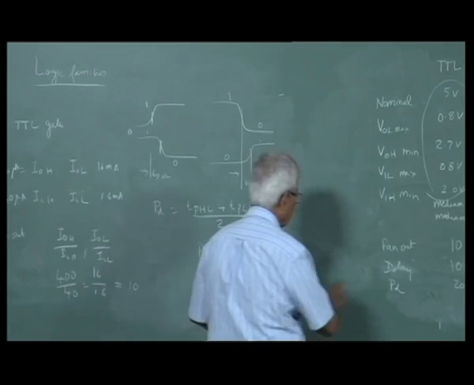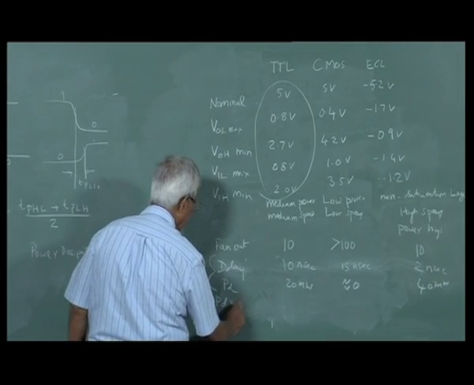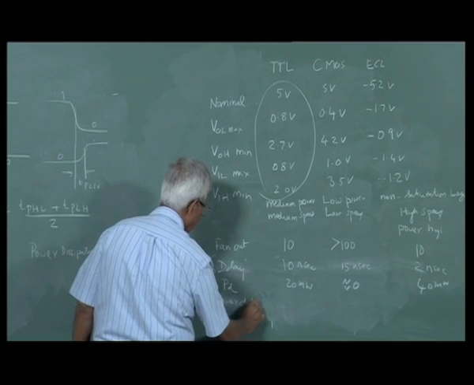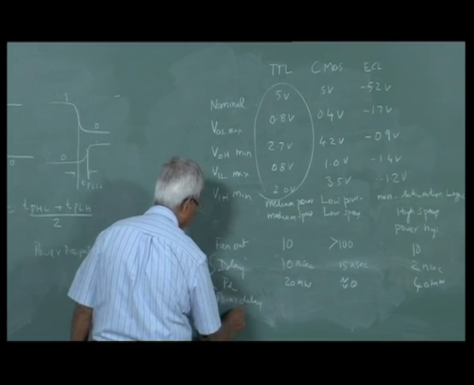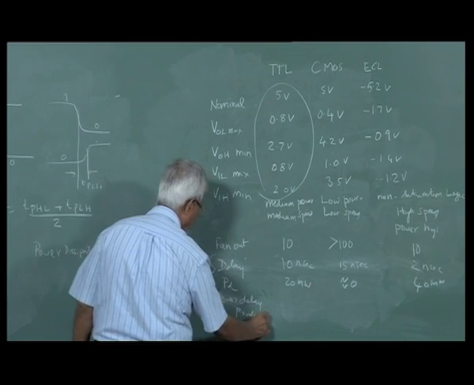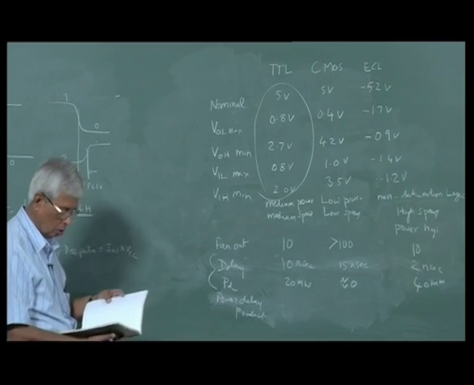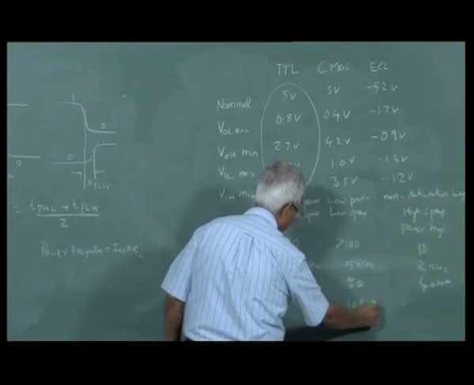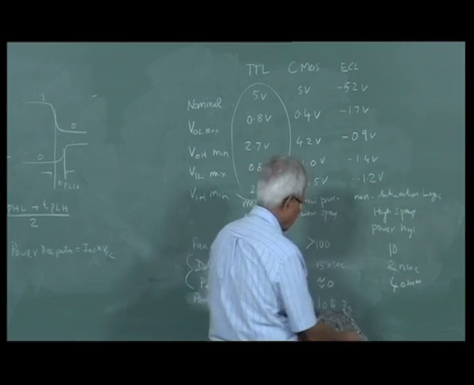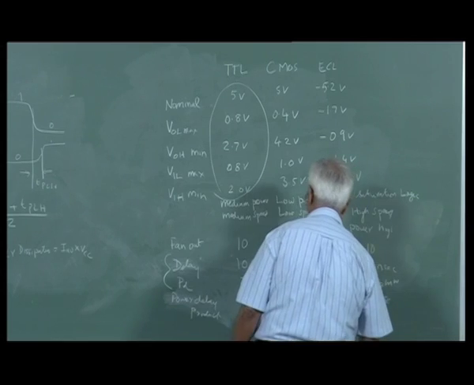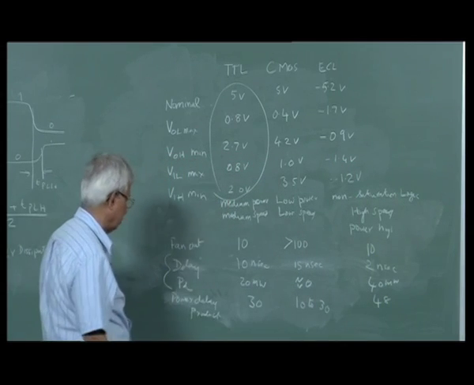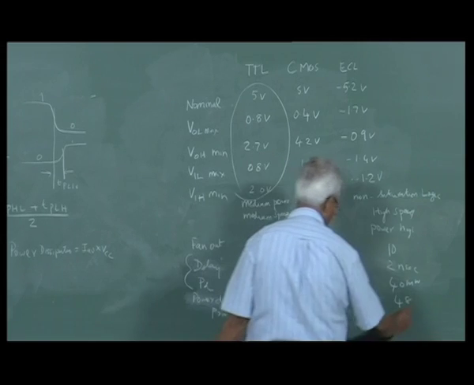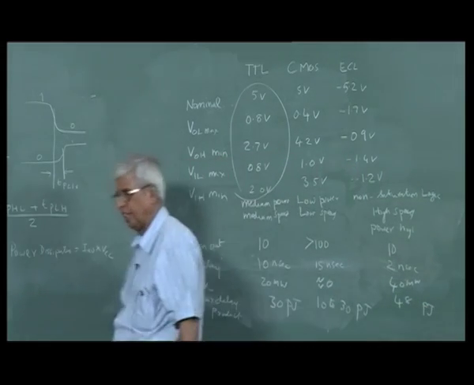But what is important is the product of these two, the power delay product, as it is called. Whether a gate is good enough is not only that it should consume low power, it should be fast. So the product of these two is what is considered most importantly. This is 10 to 30. This is 48. Actually, it's joules, picojoules. Energy.